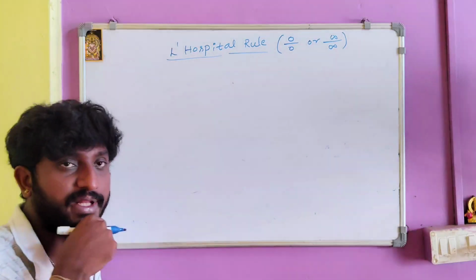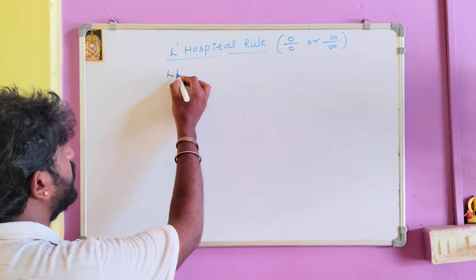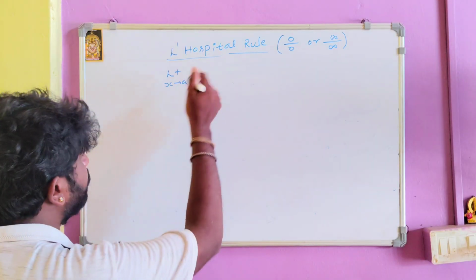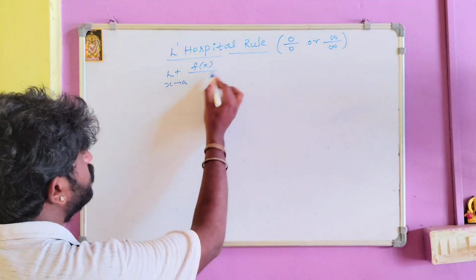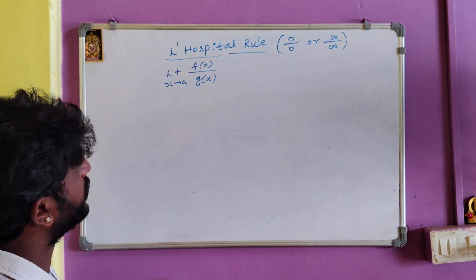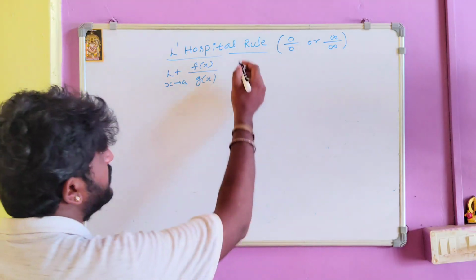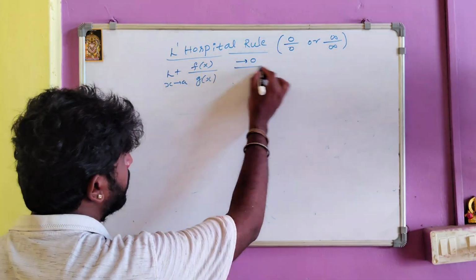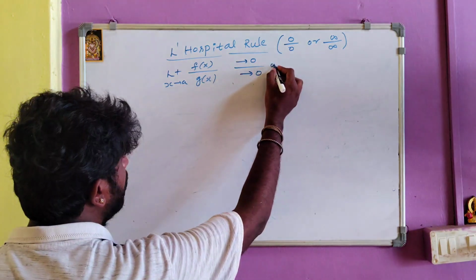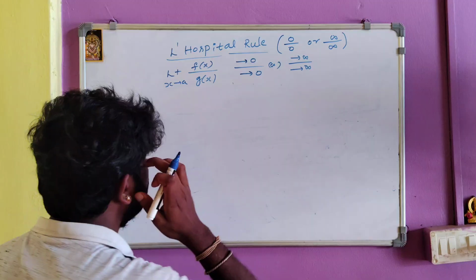Method: L'Hopital rule. If the given limit is of the form limit x approaching a of f of x by g of x, and if you substitute the value, the numerator function is approaching 0 and the denominator function is also approaching 0, or both are approaching infinity.